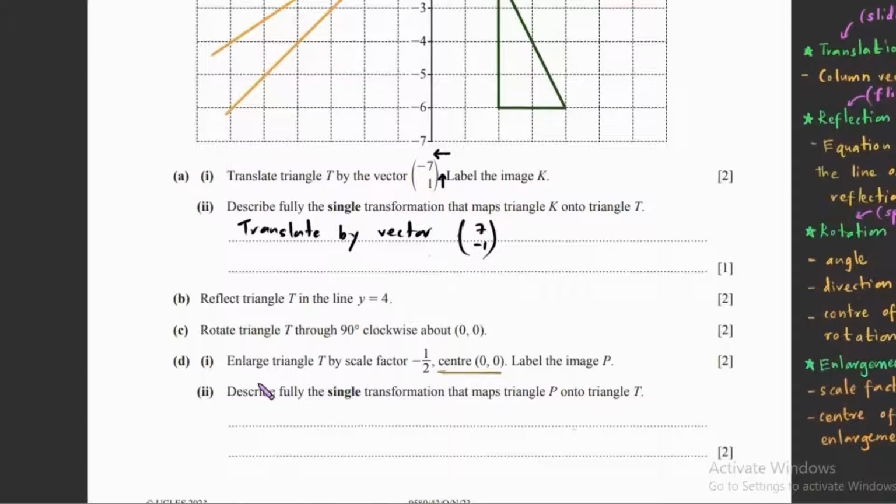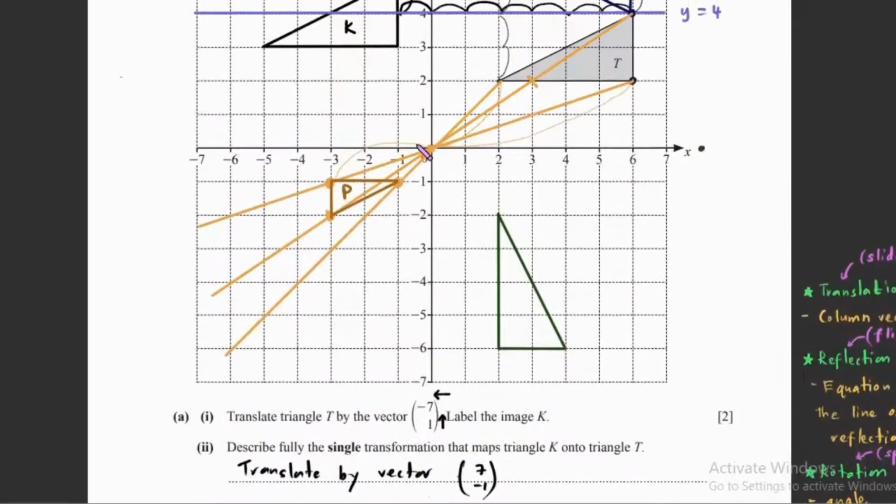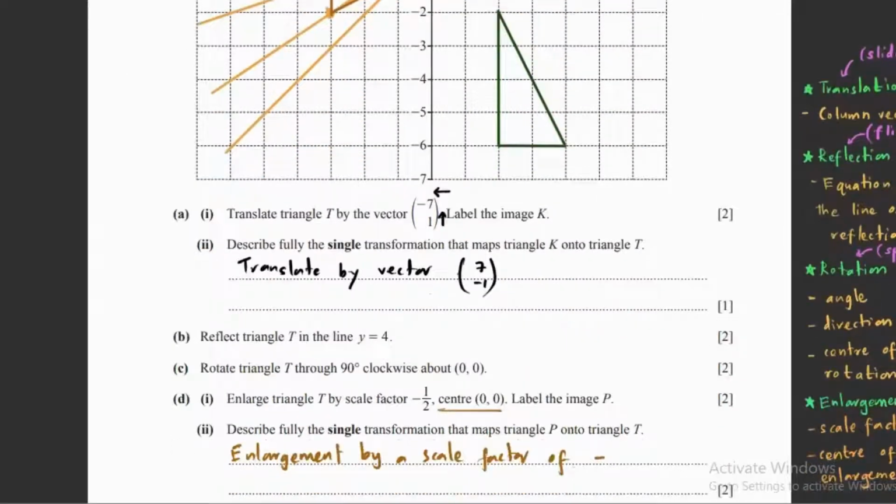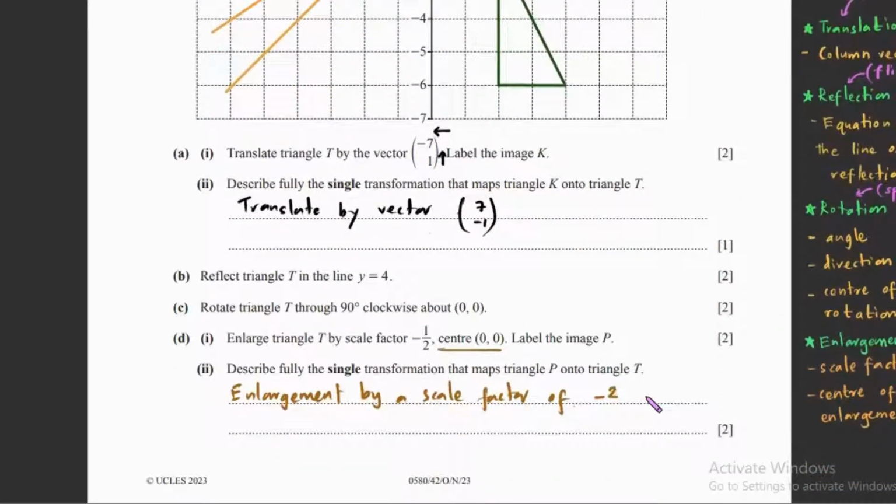Now in the next question, describe fully the single transformation that maps triangle P onto triangle T, which means it's going to be the opposite of what we did in the previous one. So when we describe the single transformation, we need to mention what type of transformation it is. So it's going to be enlargement. So enlargement by, and when it comes to enlargement, we need to mention 2 points. One is the scale factor, the other one is the center of enlargement. So enlargement by a scale factor of, it's going to be negative because it's in the opposite direction. Now here we have 1 diagonal unit away that has now become 2 diagonal units away, which means the scale factor is going to be 2. So it's going to be -2 as it's in the opposite direction.